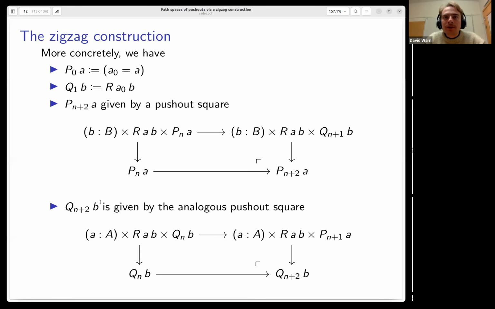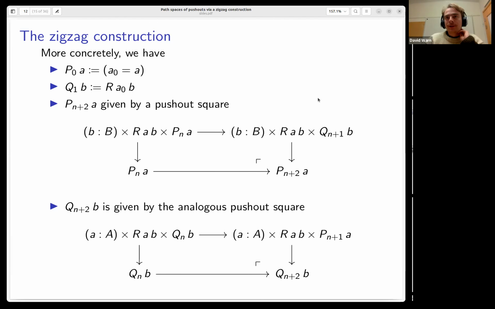Okay. So I just want to say this construction is essentially symmetric in A and B. So Qn+2b is defined in exactly the same way, just changing the roles of A and B. So it's given by the same kind of pushout square. Okay, and there's some duplication here. So the fourth case here really covers the second one. If you take n to be -1, you just have to understand that Q -1 of b is defined to be the empty type, basically because there is no path of length at most -1.